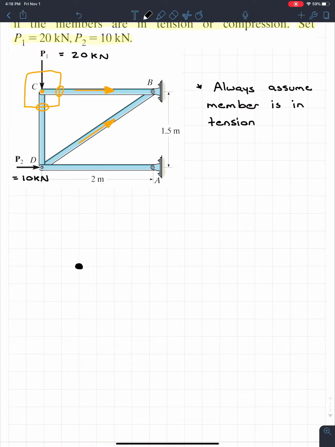So if I had D, this is point D right here. Well, I see that I have an external load coming in on it. So this load, we know its direction. So I'm not assuming tension for this. We actually know its direction.